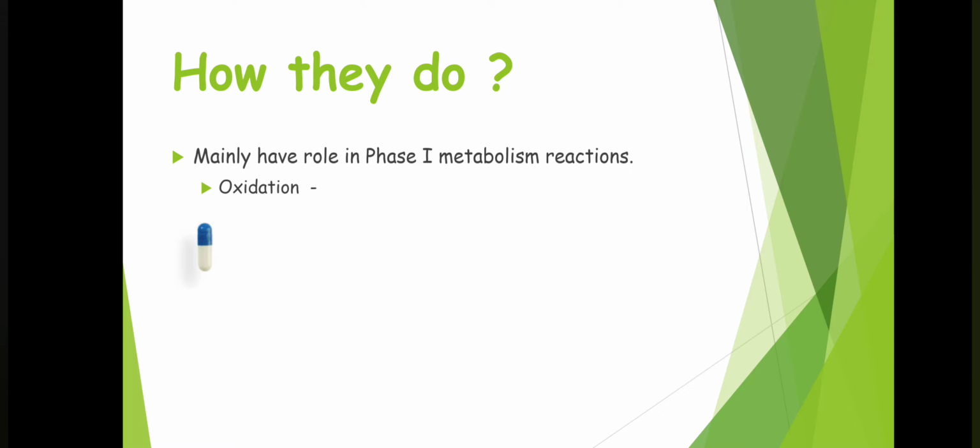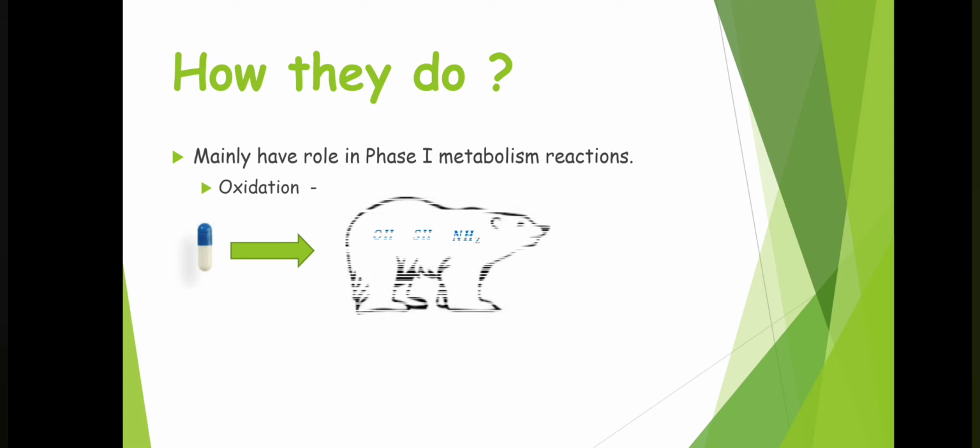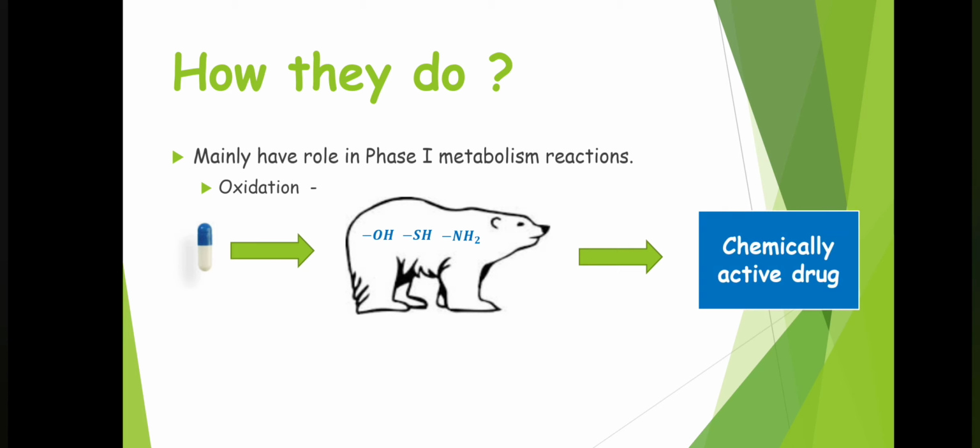So, whenever we consume any drug, what will this cytochrome P450 do? It will act on those drugs and make them polar in nature by adding various functional groups like OH, SH and NH2 and so on. But even after making the drug polar, they are still chemically active. Therefore, these drugs after phase 1 metabolism should enter phase 2 metabolism before getting excreted out of the body.